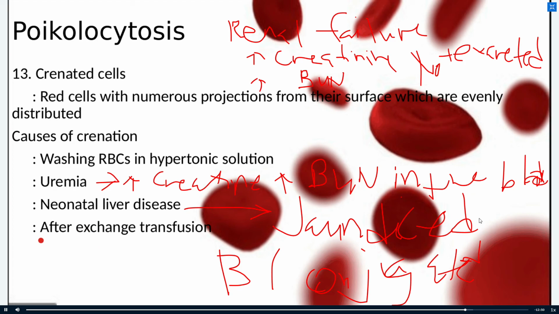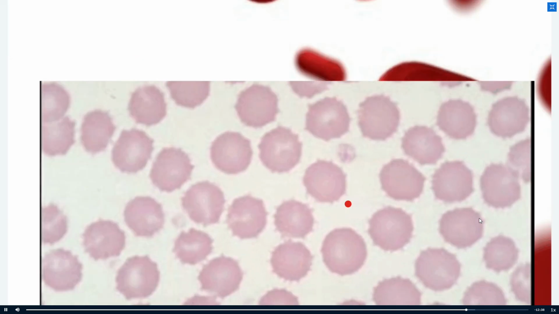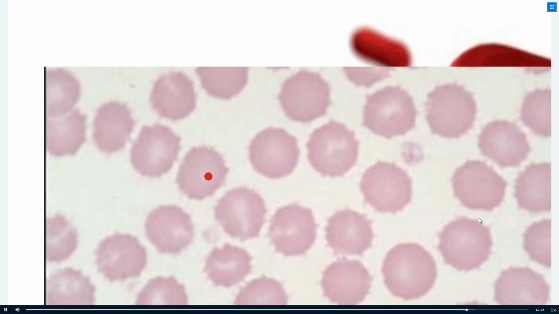And then another one would be your after exchange transfusion. So these are the appearance, class, of your crenated RBCs. They would appear with spikes.